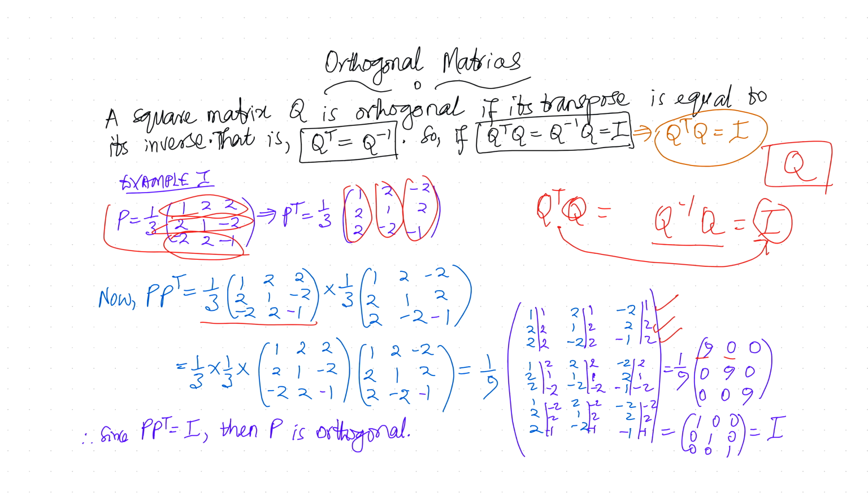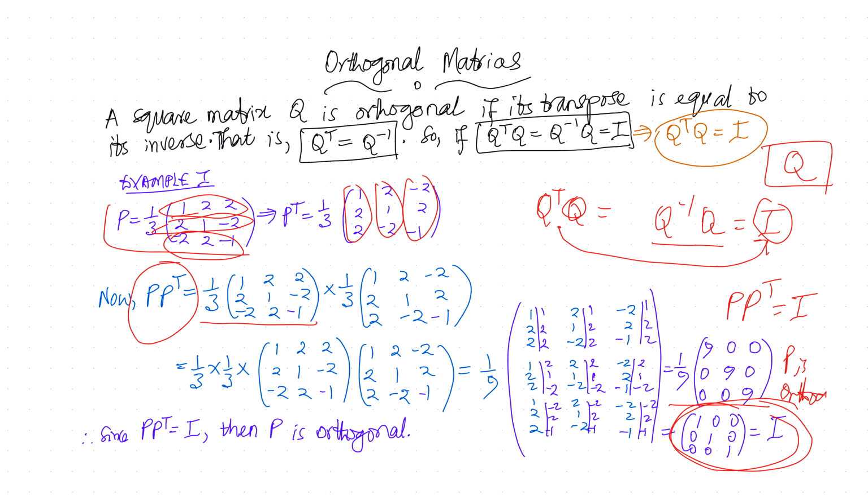So if you take the 1 over 9 outside to divide, 9 divided by 9, that's 1. 0 divided by 9, of course, is 0 all through. So all these divided by 9, you have the unit matrix. So at the end of the day, you see that P times the transpose of P is giving you the unit matrix. So that is to establish that since P times P transpose is the unit matrix, then you can say that P is orthogonal, like that. That's how to establish that idea.